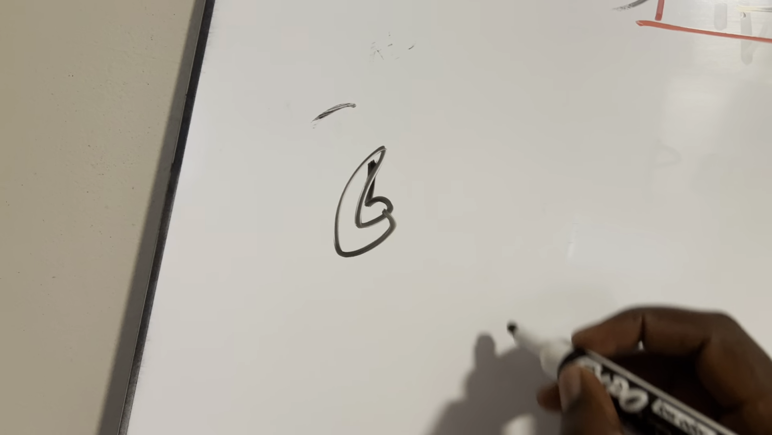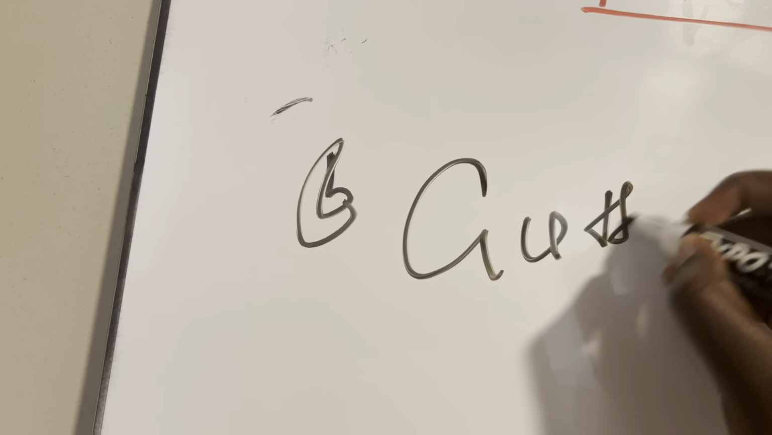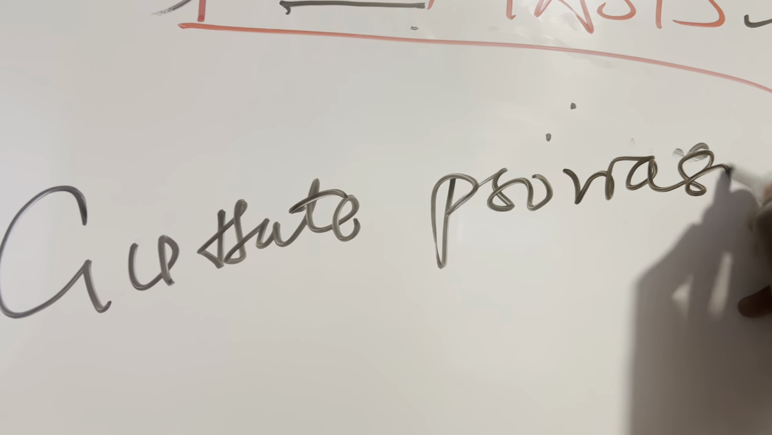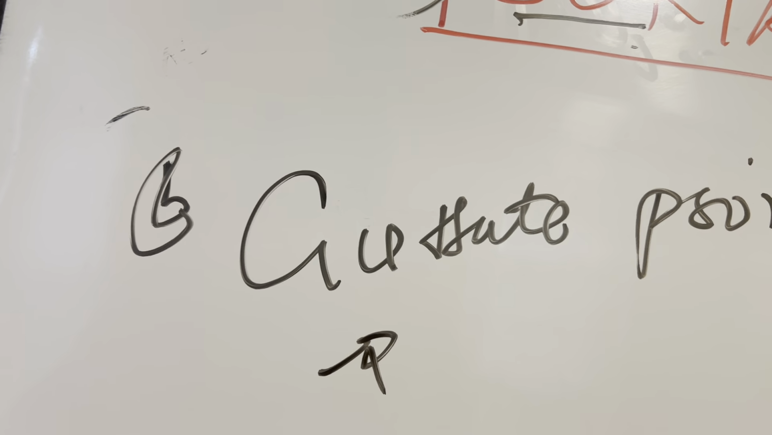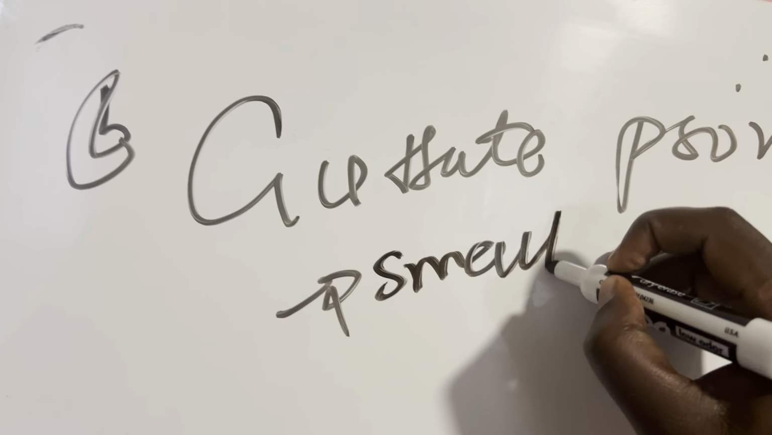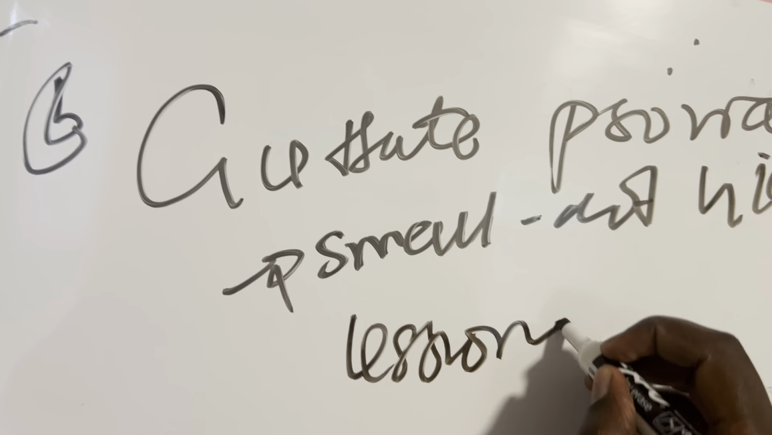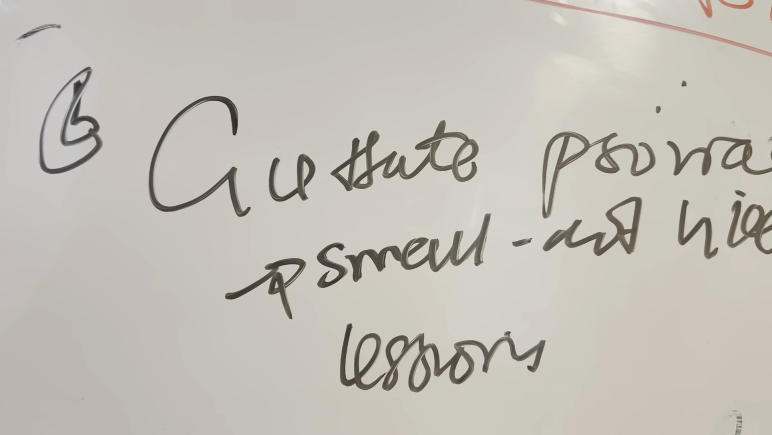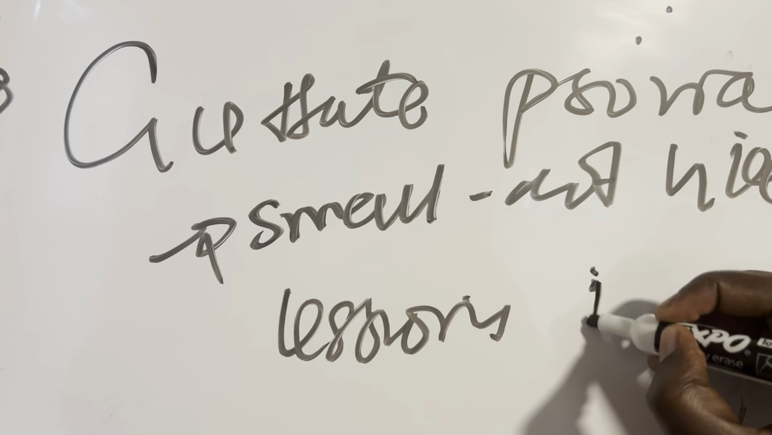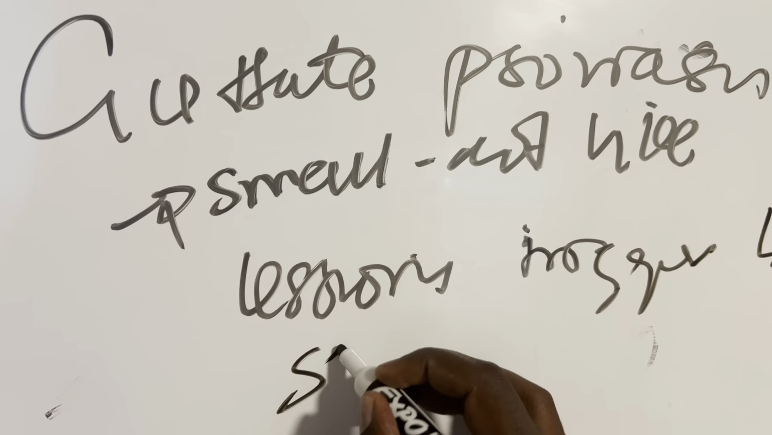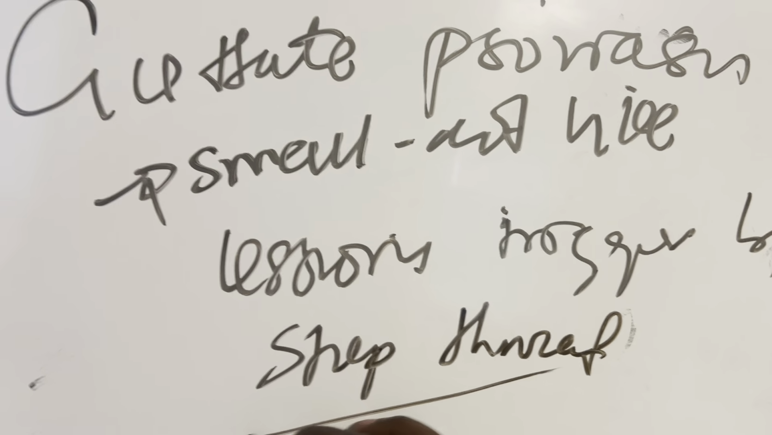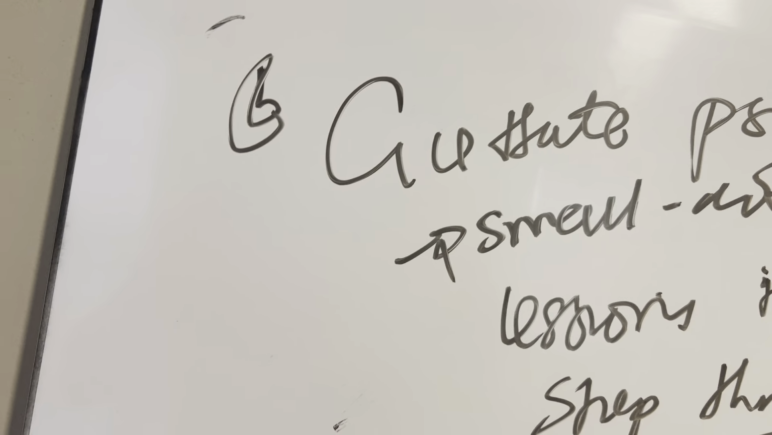And then the other example is what we call guttate psoriasis. Guttate is characterized by small dot-like lesions, often triggered by strep throat. Very important.